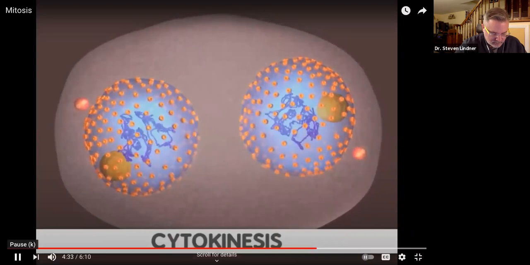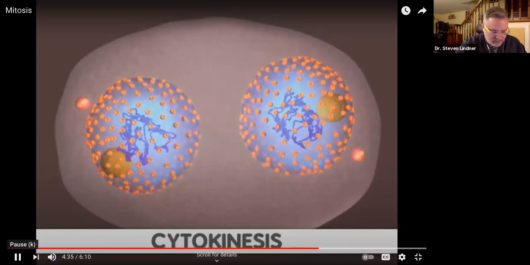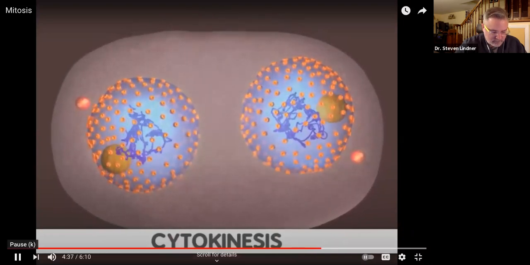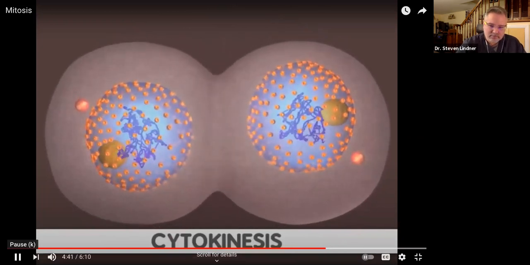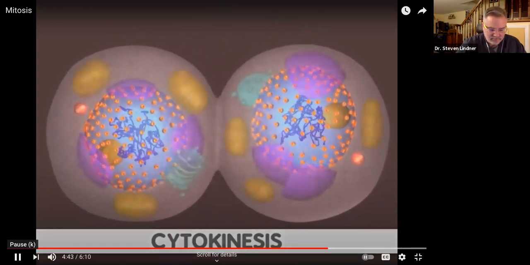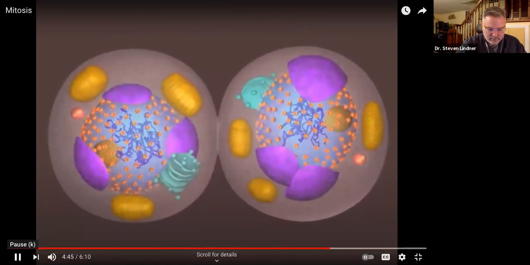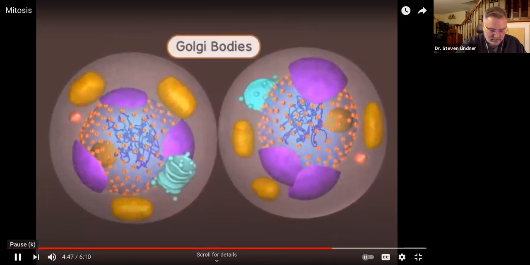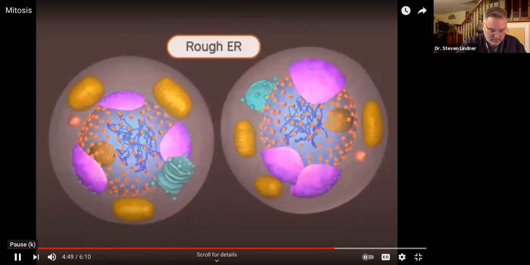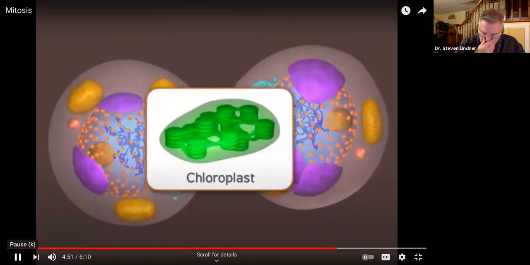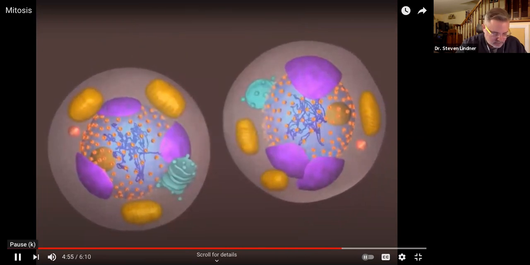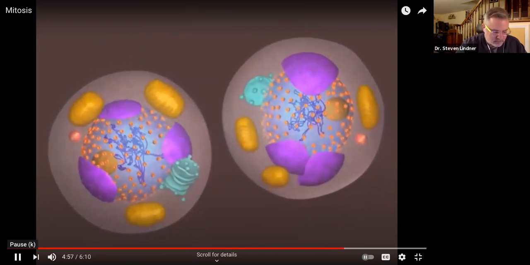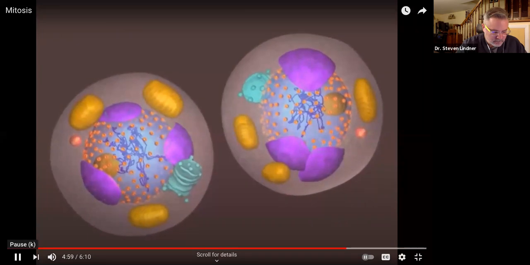First, the cell is compressed by a contractile ring that divides the cell in nearly equal halves. By now, the organelles in the cell have been replicated and are now divided between the two halves of the cell. This includes mitochondria, Golgi bodies, and the rough ER. Plant cells also have chloroplasts. Once split, the two new cells are now fully in the G1 stage of interphase and ready again to begin their growth.